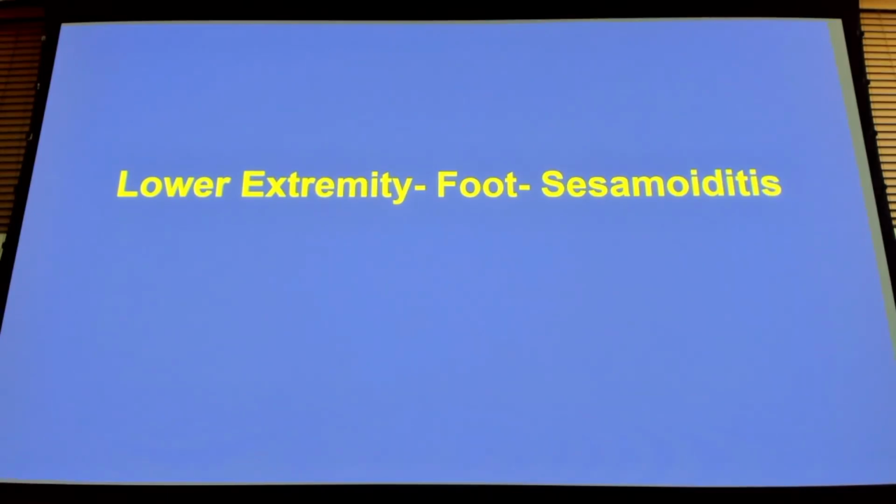Sesamoiditis. Where are the sesamoid bones? Say it out loud so everybody can hear. They are in the first metatarsal, but where in the first metatarsal? The head or the base? It says in the head distally. No, it's not in the head distally, right? But you're right, it is in the head, just not distally. Okay. All right, so the sesamoid bones are located.